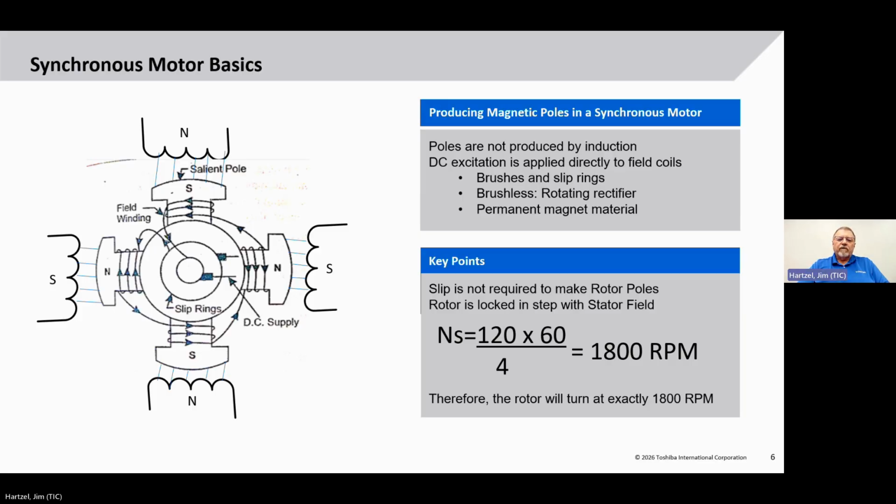Now, in this case, we're looking at a brush type motor where we'll put the DC straight into the brushes. There are motors that are called brushless, which we'll talk about a few slides later, and you can actually have permanent magnet. We will not be dealing with permanent magnets on this webinar today.